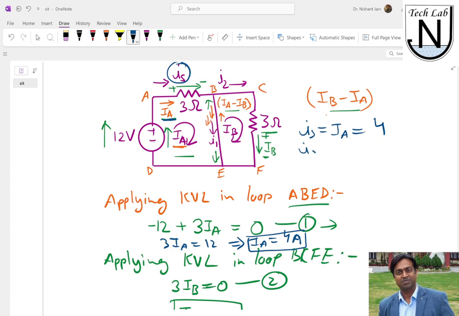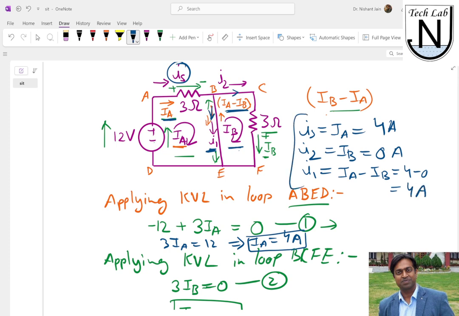If I want to know the value of I2, since I2 is the current flowing through this branch BC, and this IB current is the only current flowing through BC, I2 is equal to IB, and since IB is 0, we get 0 ampere. And then the I1 direction is downward, and we have seen that the current flowing in branch BE is IA minus IB, so I1 equals IA minus IB, which means 4 minus 0, which is 4 ampere. So the three currents are 4 ampere, 0 ampere and 4 ampere.